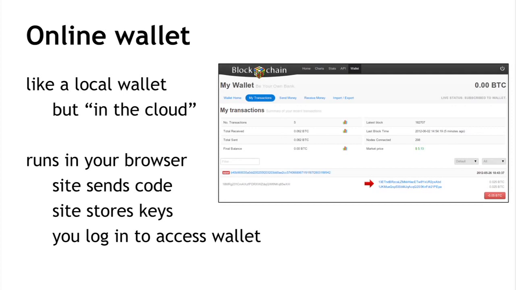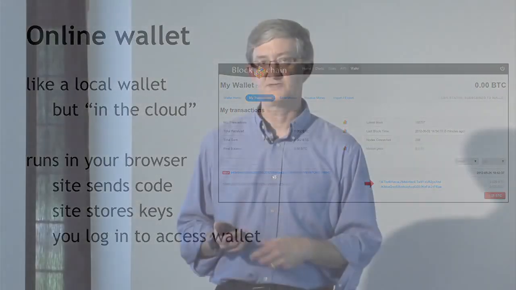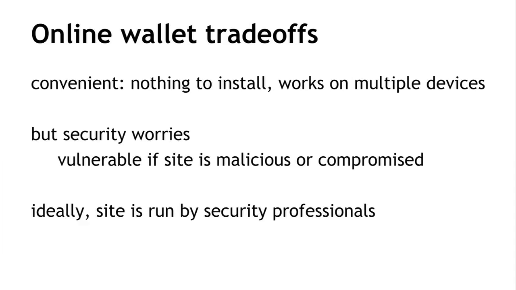It might typically run in your browser, which means the site sends the code that does all of the operations. The site will store your keys. At least it will have the ability to access your keys. Ideally, the site will encrypt those keys under a password that only you know. But of course, you have to trust them to do that. You have to trust their code to not leak that key or leak that password. And then, of course, you would log in order to access the wallet.